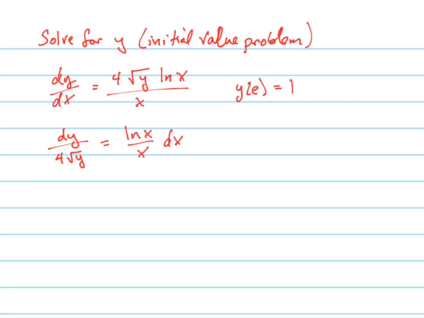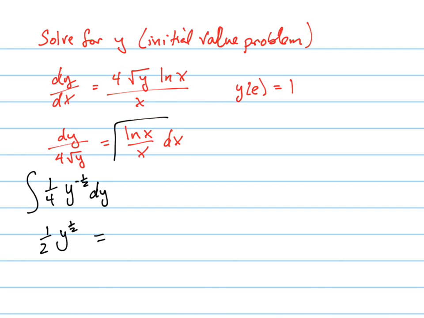So the left side's not bad, because you can rewrite this as 1/4 of y to the negative 1/2 power dy. And then you can see that to take the integral of that, you just use the power rule of integration, the antiderivative. So I'm going to add 1 to the exponent and divide by that new exponent, which is 1/2. Dividing by 1/2 is the same as multiplying by 2. So there's the left side, integrated.